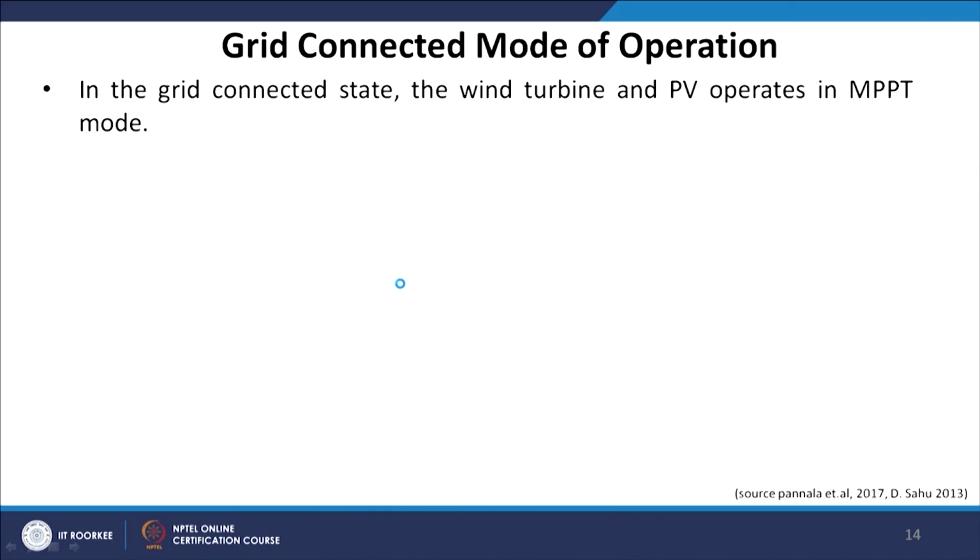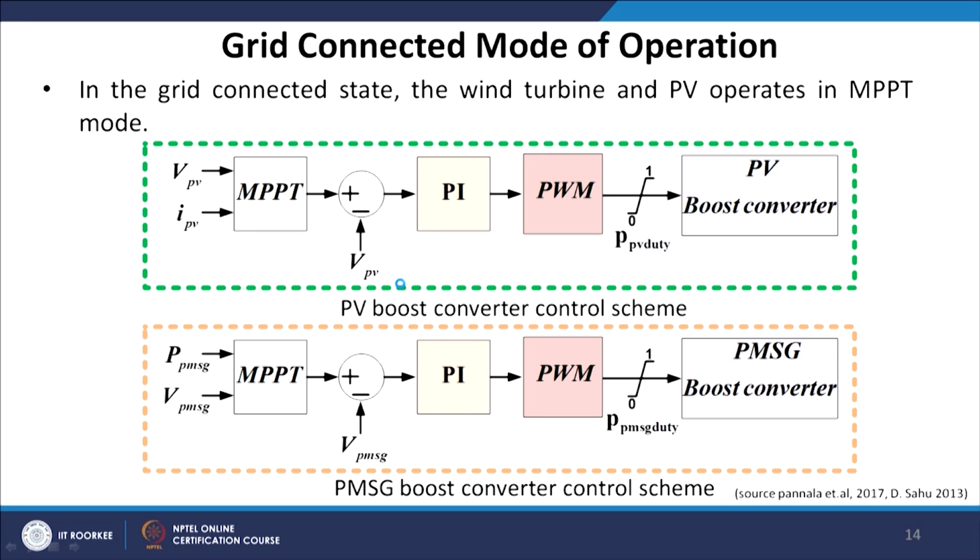Now, in the grid connected state, the wind turbine and PV operate in MPPT mode. You could see the MPPT mode of operation for both PV, the boost converter control schemes, and the boost converter control schemes for the permanent magnet synchronous generator. This is the structure we will discuss in much detail when we move forward, just to give an idea how the wind turbine and PV operate in MPPT mode.